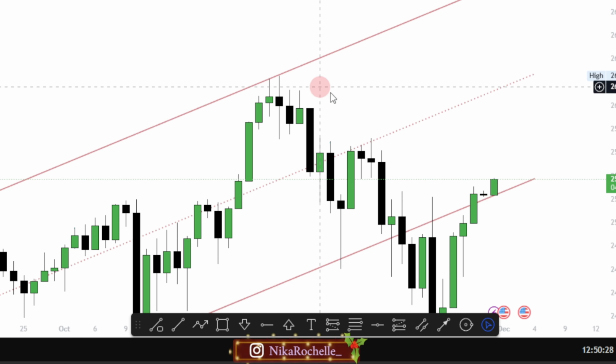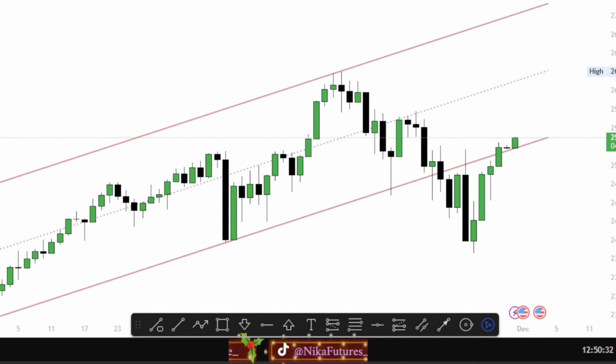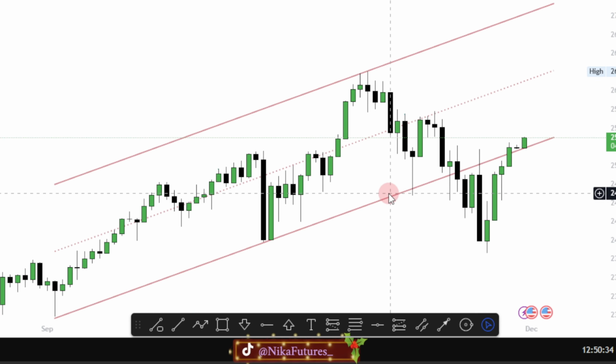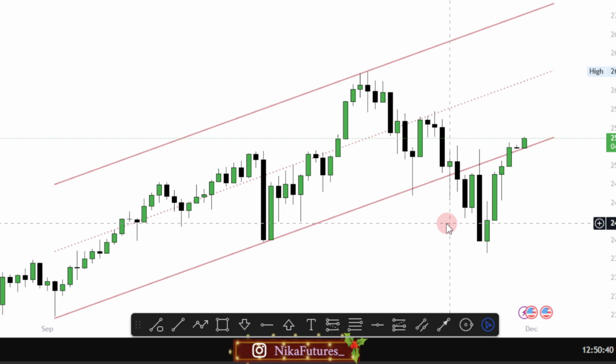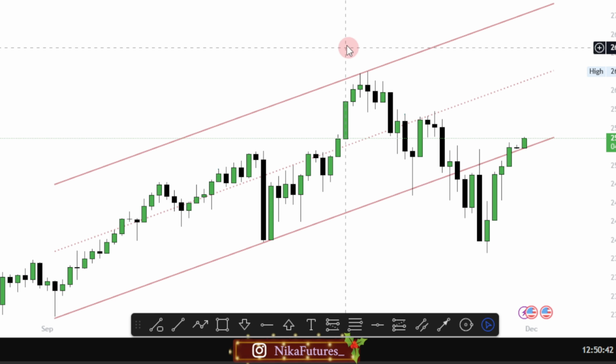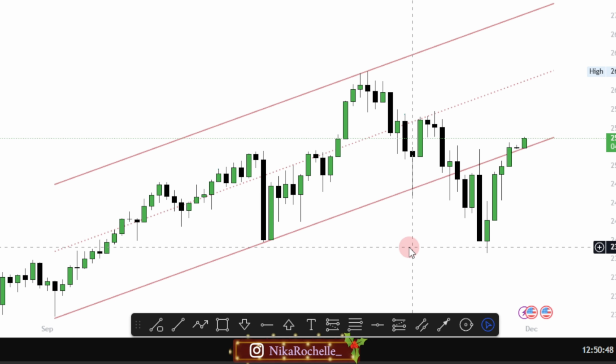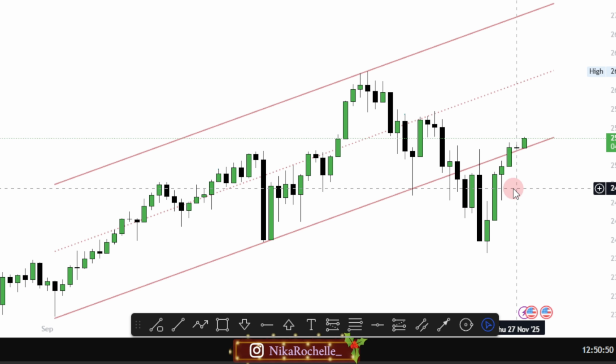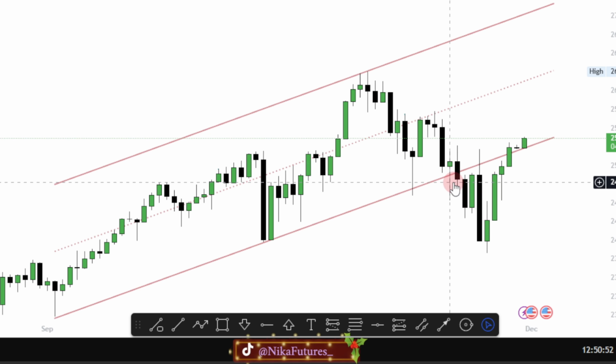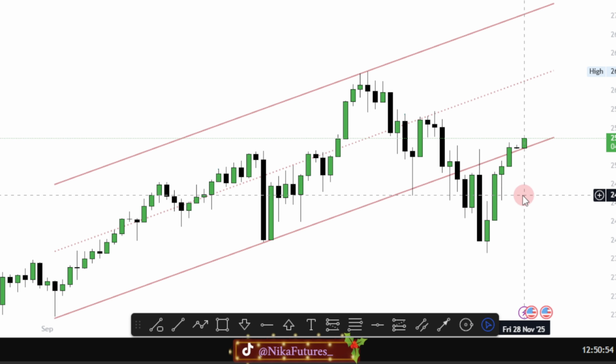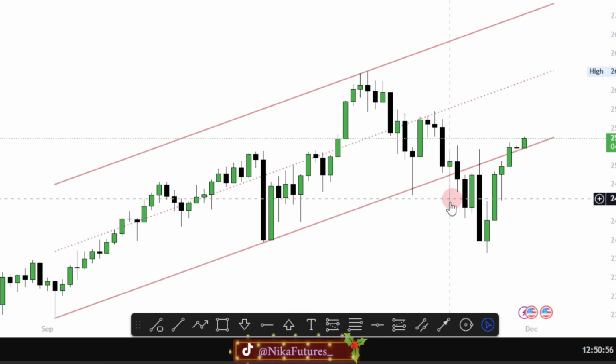The top and bottom of your channels are like liquidity magnets. That's what they are, liquidity magnets. ICT teaches us that price seeks liquidity, and channels show you exactly where these pools sit structurally. Displacement, return to a balanced range. When price breaks out of the channel aggressively, that's displacement. And that is what's happening.